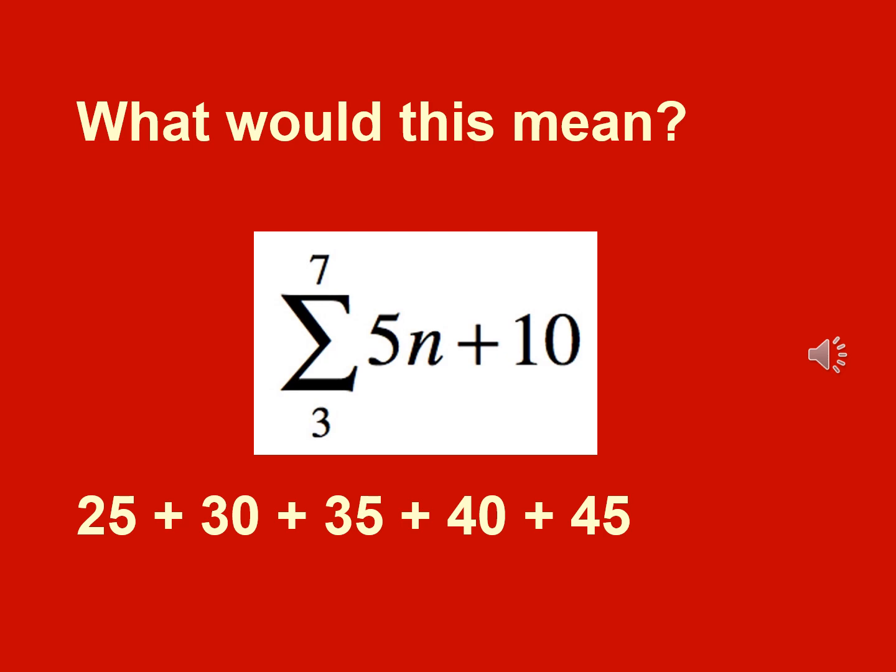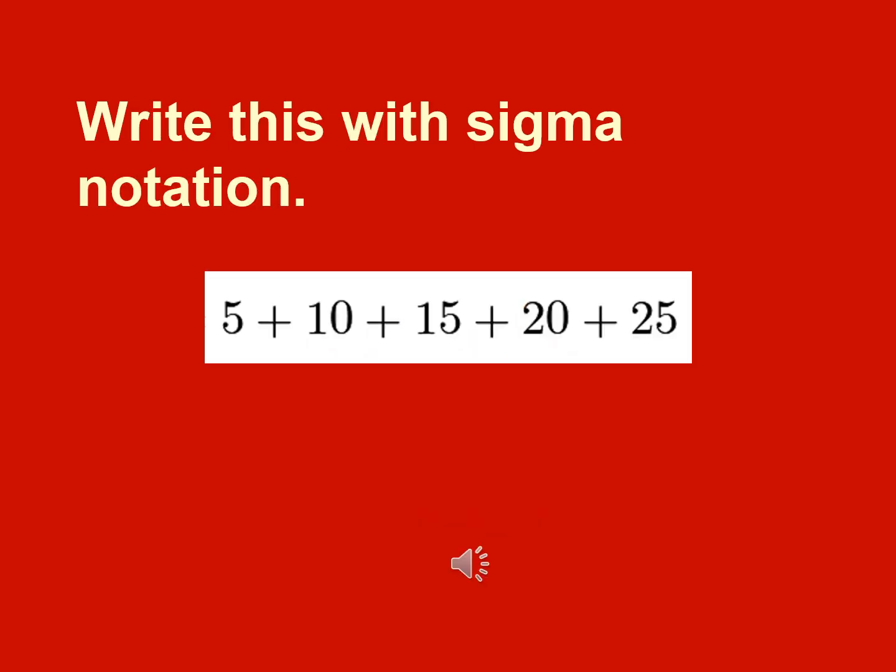This is slightly different than the other examples because here the first number we plug in is 3. 3 times 5 is 15, plus 10 more gives me 25. So the first thing we're going to add is 25. Then I plug in 4, 5, 6, and 7, and we end up adding up 25 plus 30 plus 35 plus 40 plus 45. You'll see some problems where they give you some numbers and they ask you to write this in sigma notation.